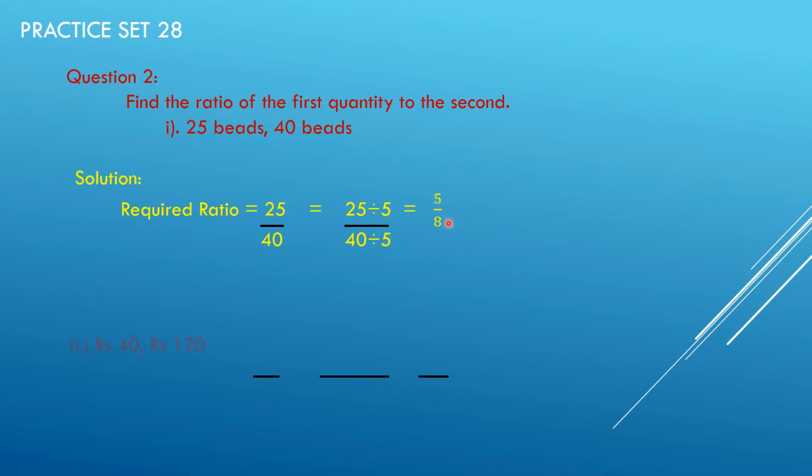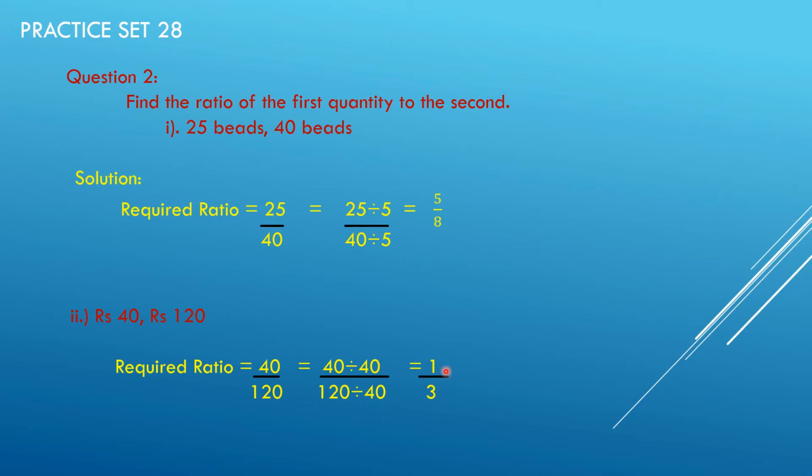Second question, rupees 40 and rupees 120. Here also these two are in the same units. Therefore, the required ratio is equal to 40 upon 120. Here also the HCF of 40 and 120 is 40. It is equal to 40 divided by 40 upon 120 divided by 40, which is equal to 1 upon 3.